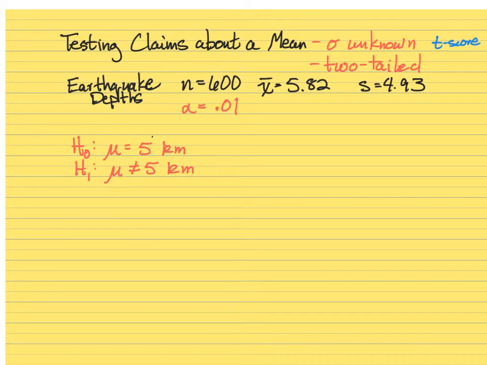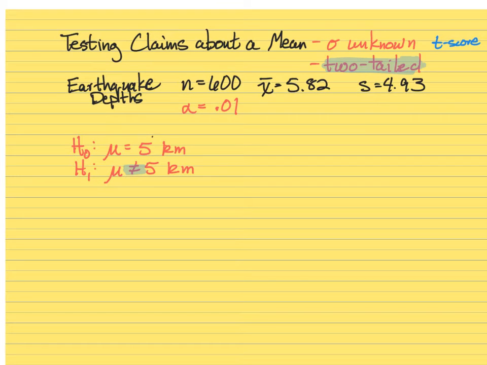Now, this right here is important because this is why it is a two-tailed test. If your alternative is ever that the mean is not equal to a value, then you're dealing with a two-tailed test. Otherwise it's a one-tailed test. I'll show you how that comes into play here in a little bit. We're going to run this test at an alpha level of 0.01.